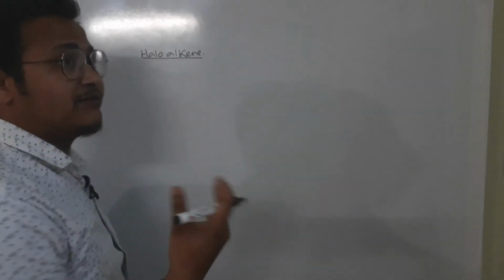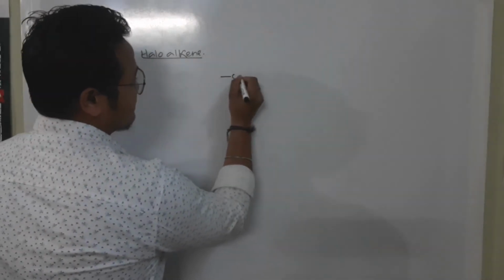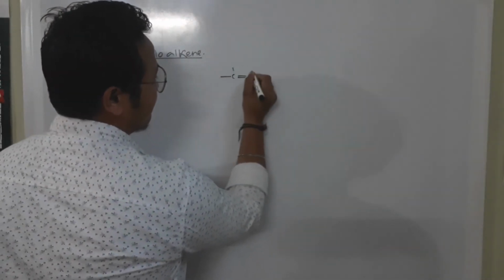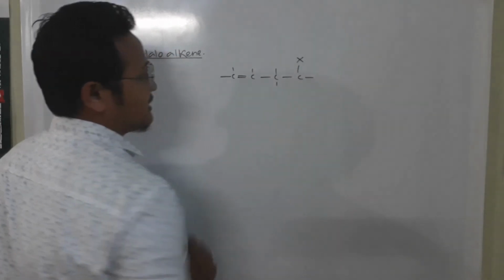So what happens if a double bond is there? Let's go through these things. Okay. Suppose let's have a look at this one. Say I am having a double bond here, right? And we are having, say, somehow a halogen here. Clear, guys? Somehow a halogen there.